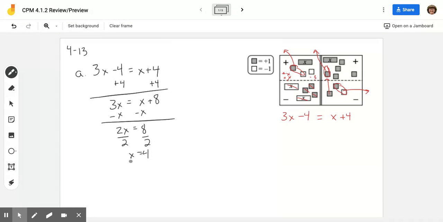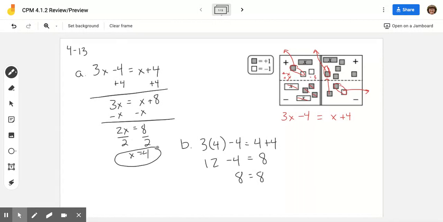Then I want to check my solution. That's part B. So I plug that 4 back into my original equation. So I have 3 times 4 minus 4 equals 4 plus 4. Okay, that one's easy. So that's 8. 3 times 4 is 12 minus 4. 12 minus 4 is 8. Since those are equal, that means that this is true. So there is my solution.